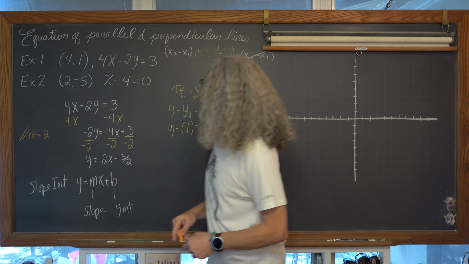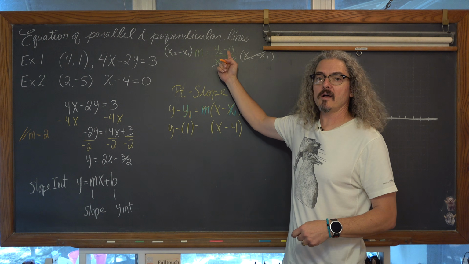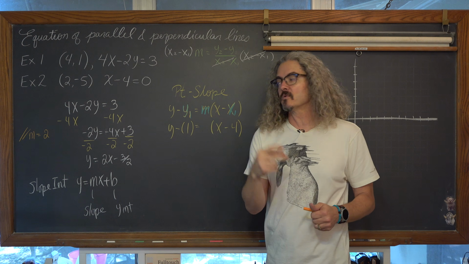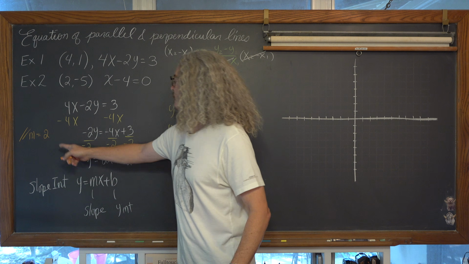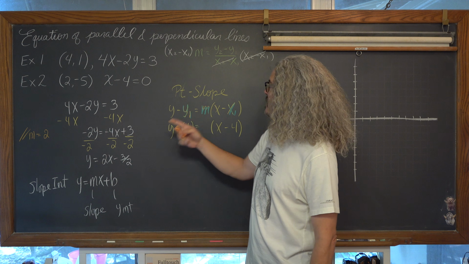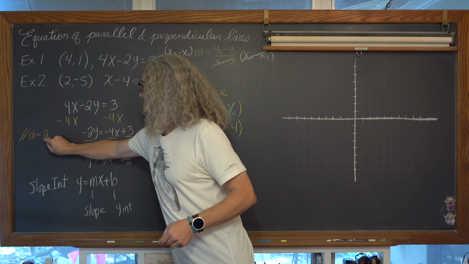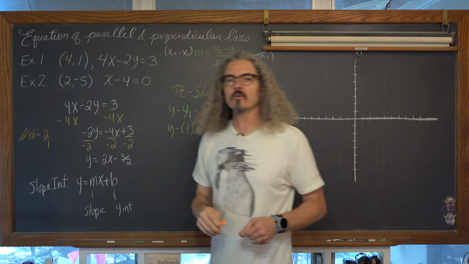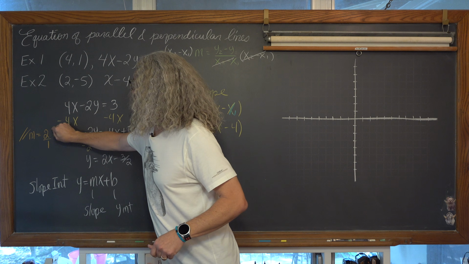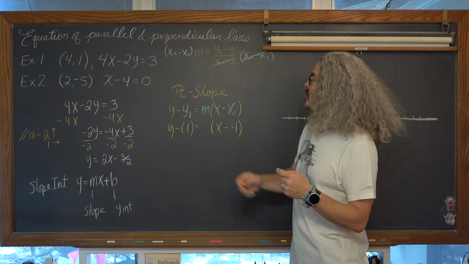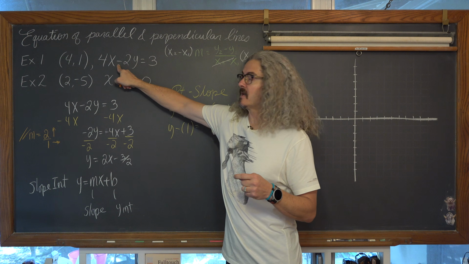But slope is effectively rise over run. When you look at the slope of a line, you should be seeing two numbers, not just one. You want to know from a fixed point, in this case 4, 1, how are we moving? We're going to rise 2 and then run over 1. That's going to be used for the equation of the line which is parallel to the given line.